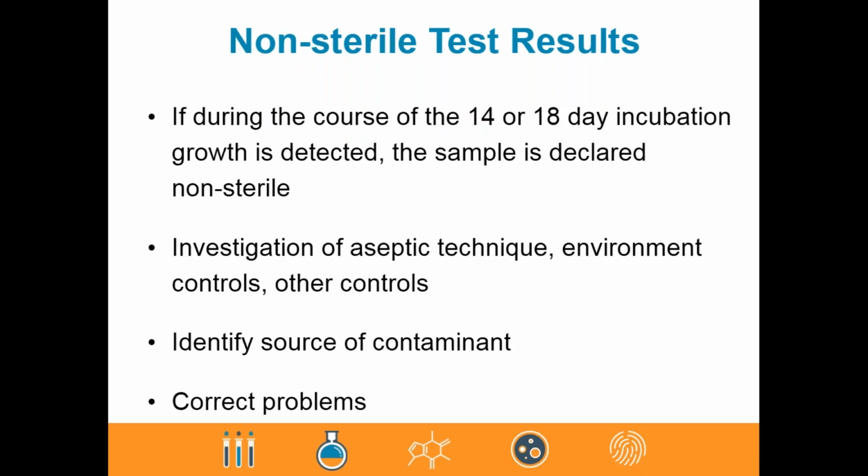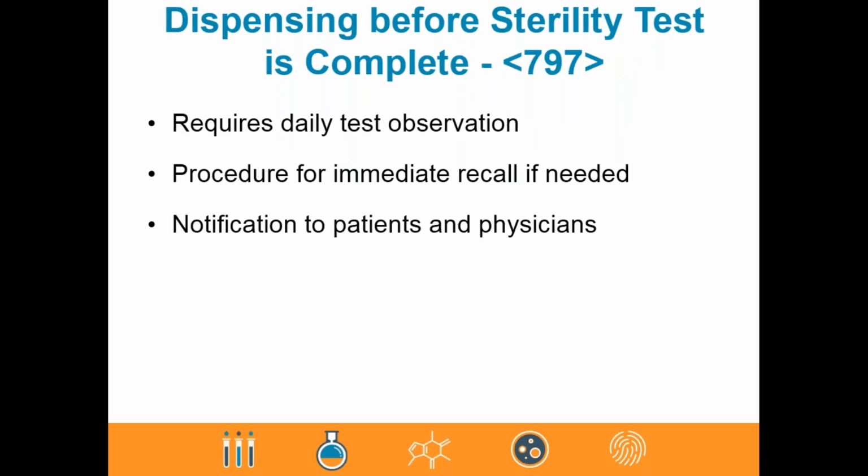So if you end up with a non-sterile test result, it's important to identify what the contaminating organism is. The reason why that's important is because that really helps with your investigation into why you received a non-sterile test result. Knowing what the organism is can help you potentially evaluate your aseptic technique or environmental controls, or really try to identify the source of what the contaminant is so you can correct those problems.